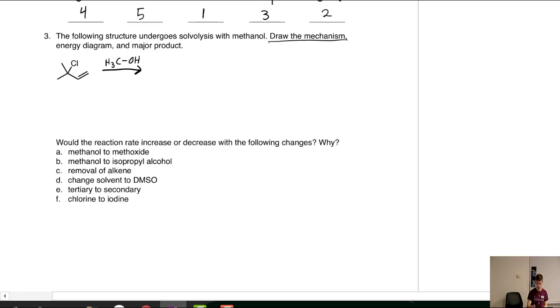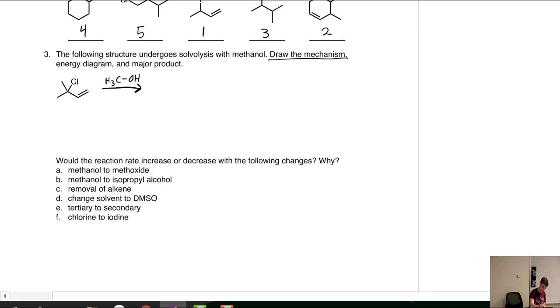So we'll go ahead and draw the whole mechanism for this reaction. So what's going to happen, this chlorine is going to leave, right? And when the chlorine leaves, I'm going to draw the arrow down here, just showing that we're moving through this thing. We get a tertiary resonance stabilized carbocation. Now, solvolysis also means SN1, just if you were wondering. We have the methanol.